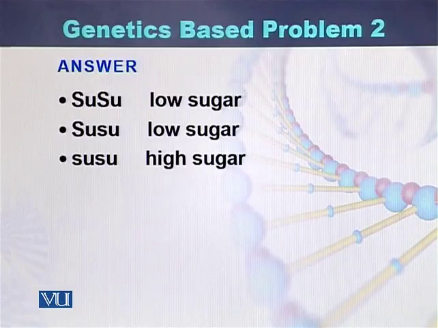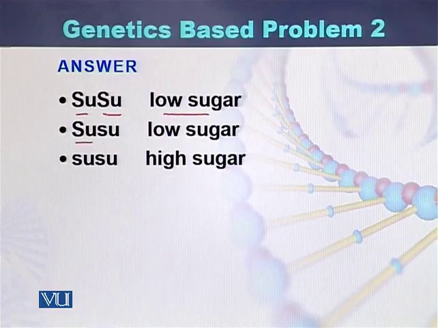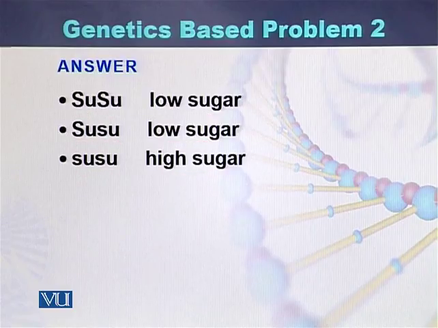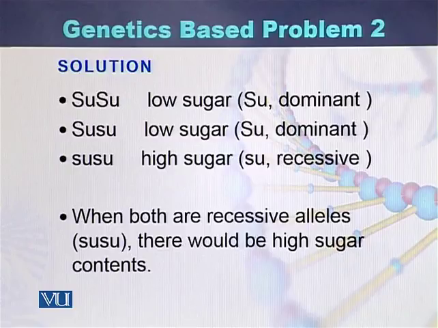So the answer to this question would be that if there is genotype dominant and dominant, then there would be low sugar contents. And if there is dominant and recessive, then there will also be low sugar contents. And if both alleles are recessive, then there should be high sugar contents. Now we try to solve this problem, to see how this is possible.